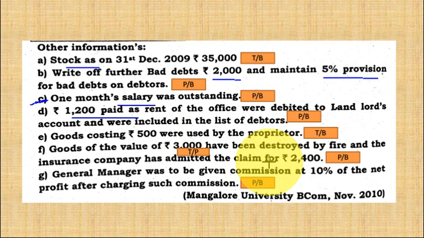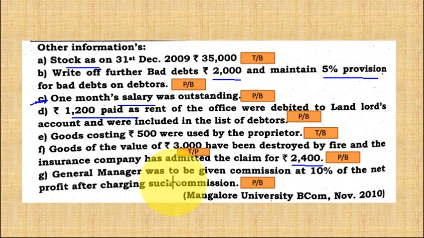What is the loss in the profit and loss account? 3000 minus 2400 you have to write. So that is one entry. Another entry in the balance sheet, amount due from the insurer, it is asset. You have to show it as asset because this is income that you are going to get. 2400 you have to write in the profit and loss account as well as balance sheet.